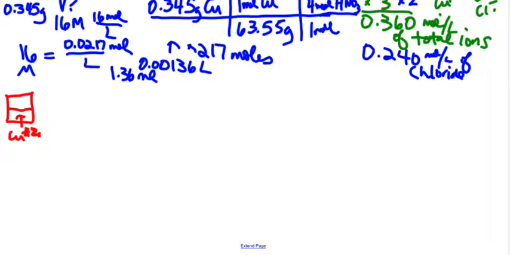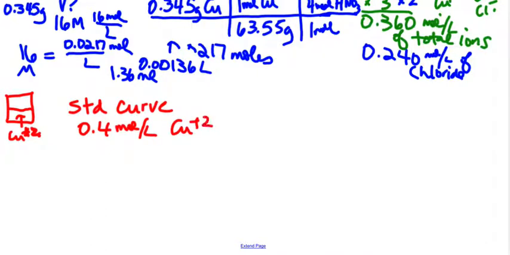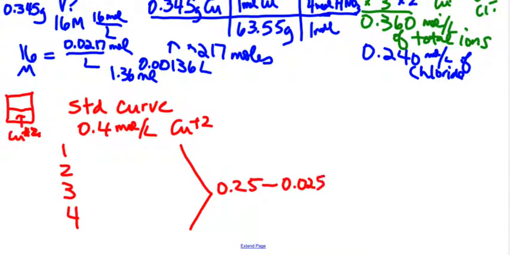Okay. So what you're going to do first is create something called a standard curve. I'm going to give you a solution that is 0.4 molar in copper +2. Part of your job today is to make 4 dilutions from this amount. Okay, it tells you in the lab, I believe, to make sure these 4 dilutions fall between, I think, I might be wrong, 0.25 to 0.025. So your 4 dilutions have to fall between those molarities.